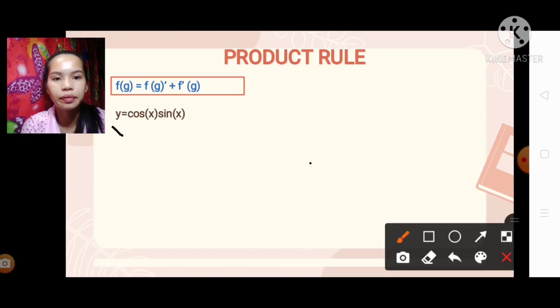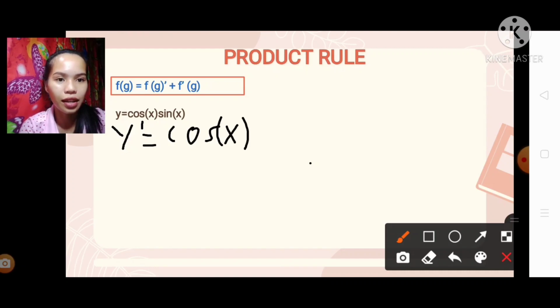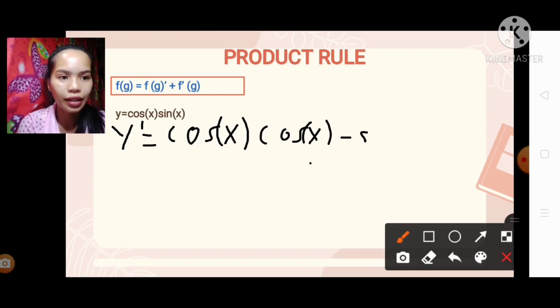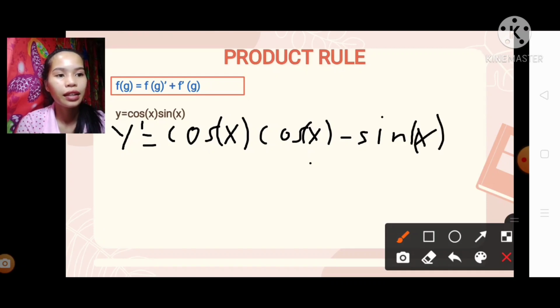So y prime is equal to cos x, then the derivative of sine x is simply cos x, minus sine x, then the derivative of cos x is simply sine x.